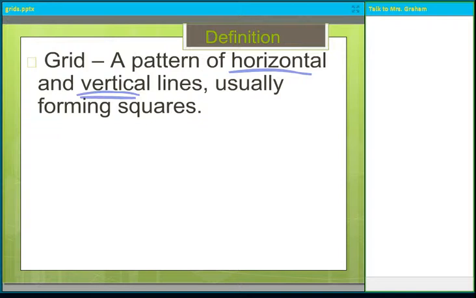So vertical goes up and down. What does horizontal do? It goes left to right. I'm not sure if that was Jackson, but very good. You got it, Jackson. So it goes left to right. That's horizontal. Horizontal is all about lines that go like this. It goes left to right.